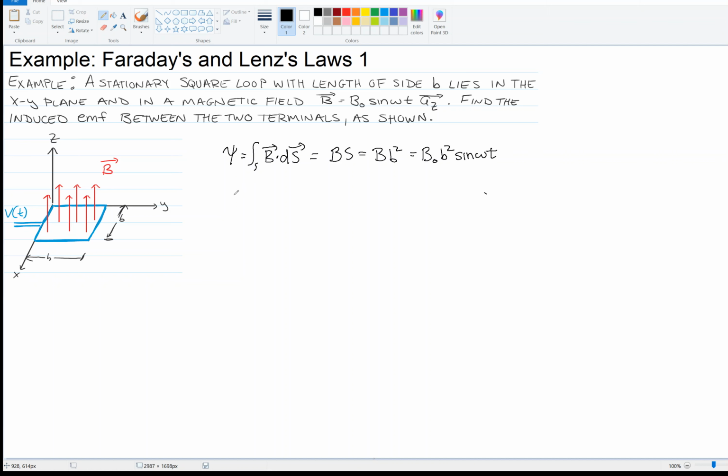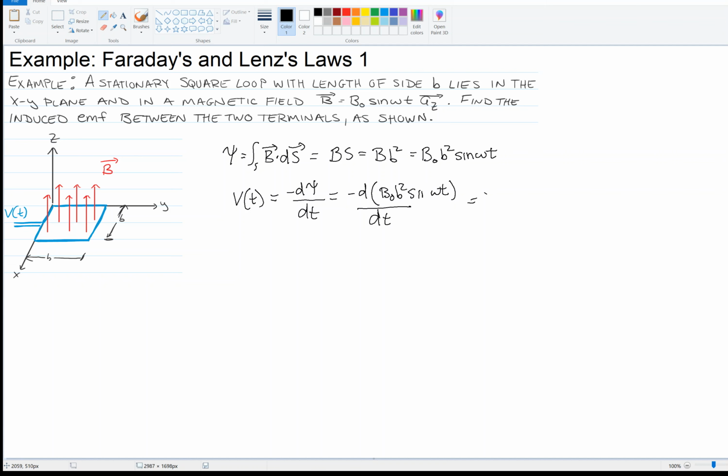And then Faraday's law says that the induced EMF, so I'll write that as V of t, the induced EMF, is the negative. Actually, the negative is due to Lenz. That's the Lenz law part of this. The derivative of the flux, that is the time derivative of the flux. And so that would be the negative derivative of B0 times b squared sine omega t over dt, like that.